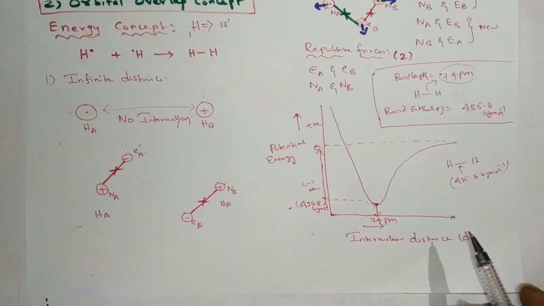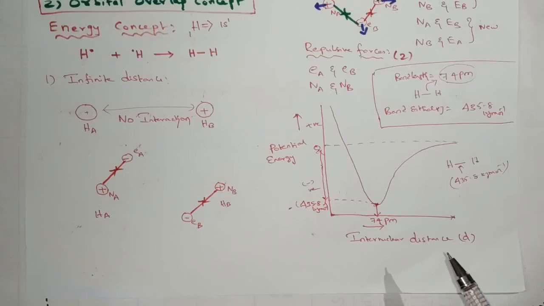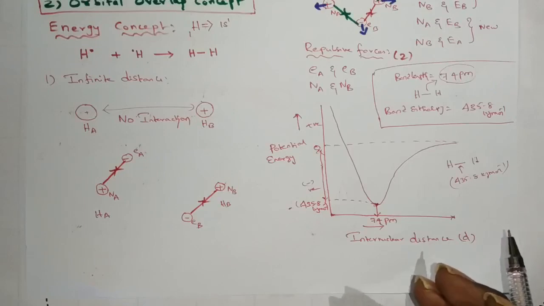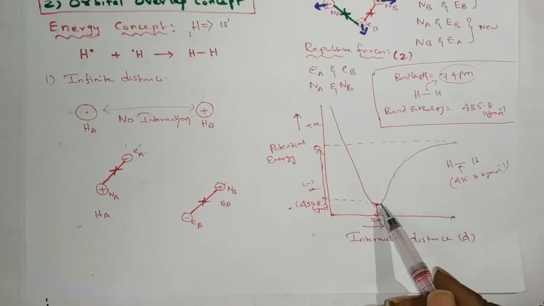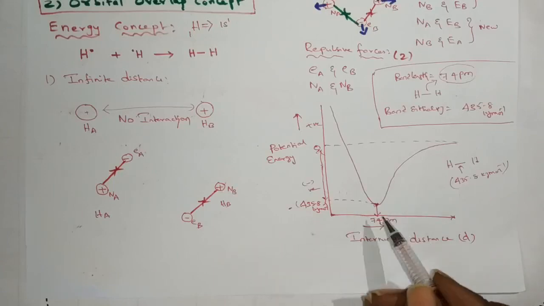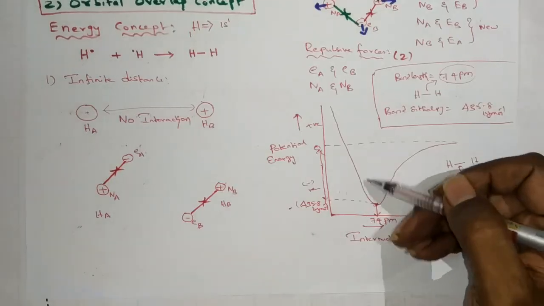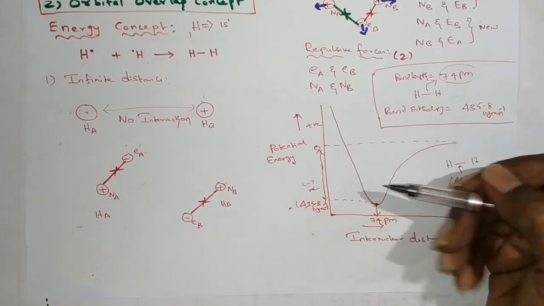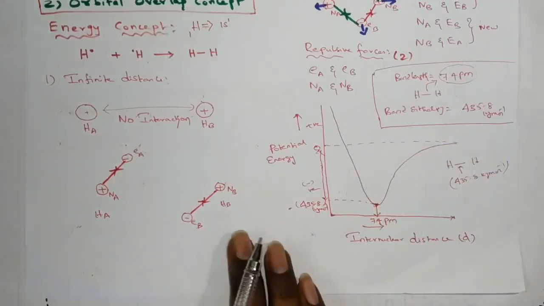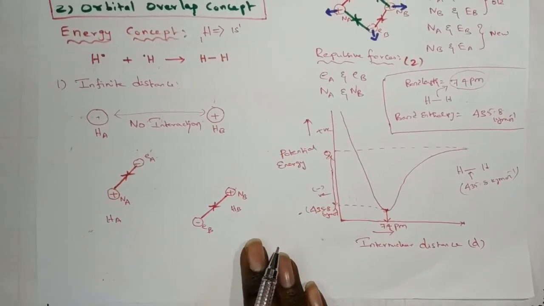What happens? Then the repulsive forces start overpowering the attractive forces. The repulsive forces dominate the attractive forces. If the repulsive forces are more, the energy of the system again increases, therefore it becomes unstable. So if you try to bring atoms closer, the repulsive forces start overcoming the attractive forces. Therefore, the energy of the system rises, and the molecule becomes unstable. That is, the molecule is not formed again at this stage. Okay. So this is the energy concept.